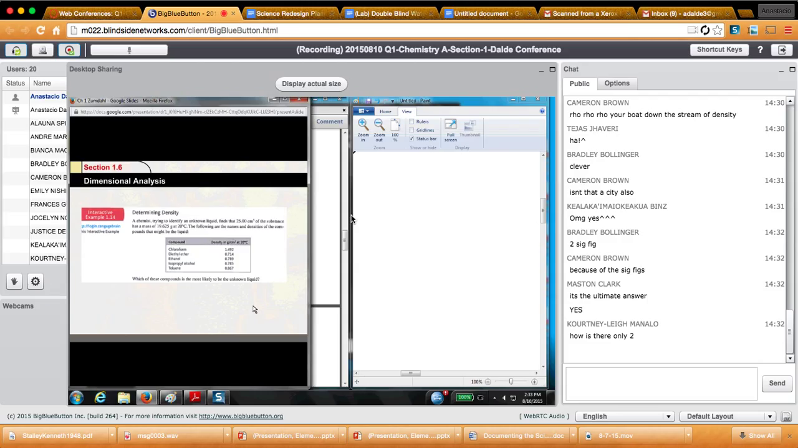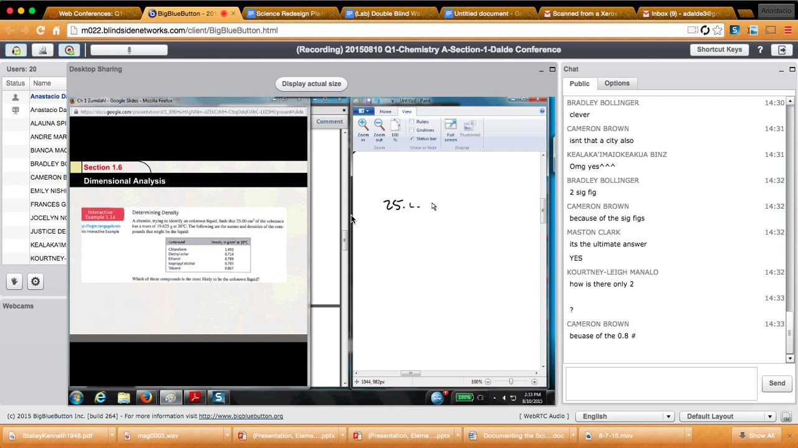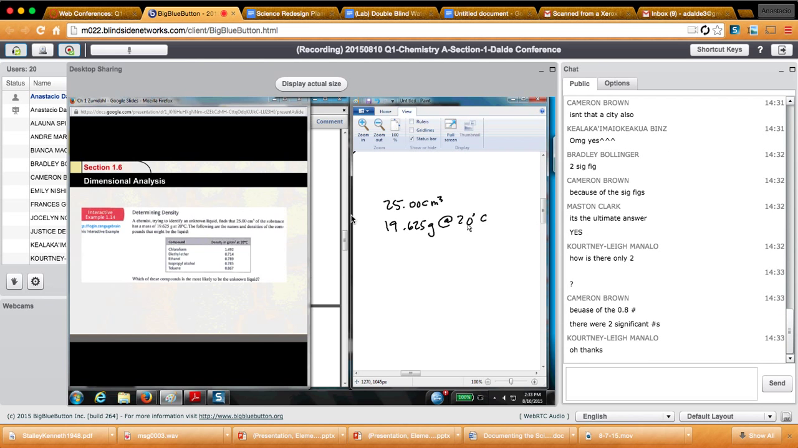All right, anyway. A chemist is trying to identify an unknown liquid. He finds that 25.00 centimeters cubed of a substance has a mass of 19.625 grams at 20 degrees centigrade. Of the following densities of compounds, what might the liquid be?